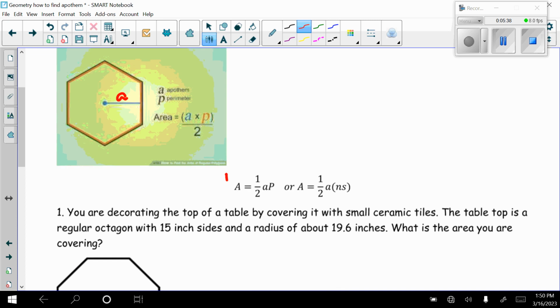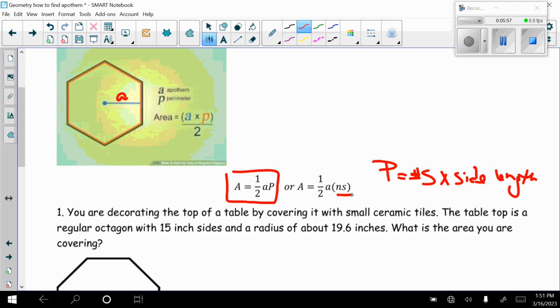So this is 1/2 apothem times perimeter, where the perimeter is just equal to the number of sides times the side length.